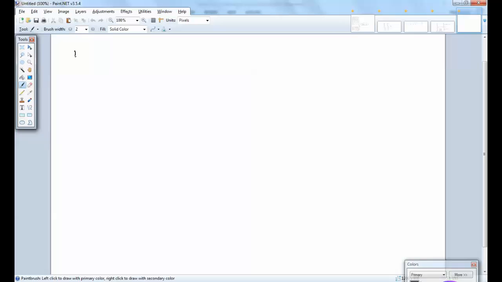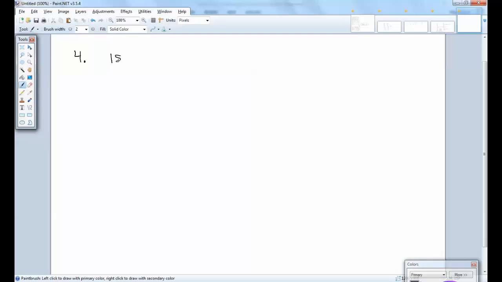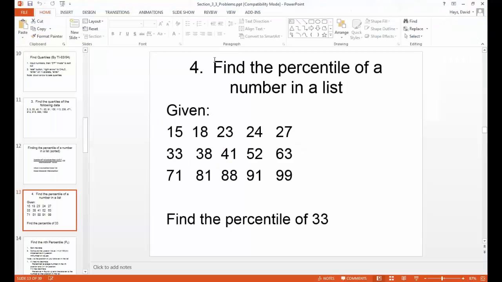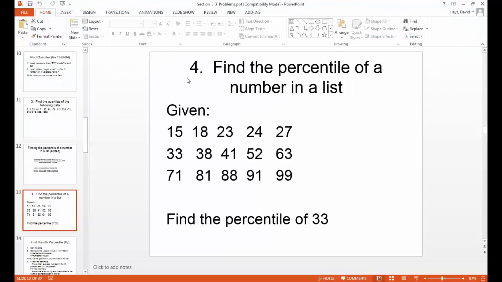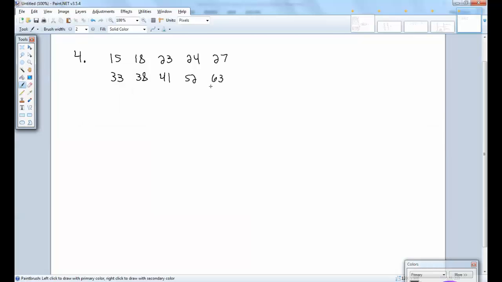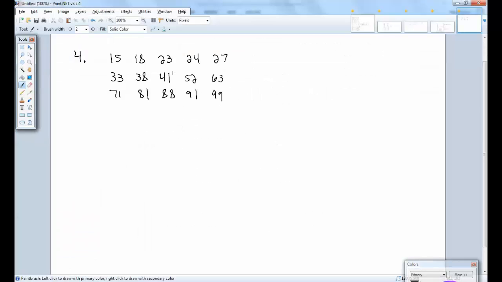Number 4, we got 15, 18, 23, 24, 27, 33, 38, 41, 52, 63, 71, 81, 88, 91, and 99. And it says find the percentile of 33. Well, 33 is right here. So that's the number we're looking for.